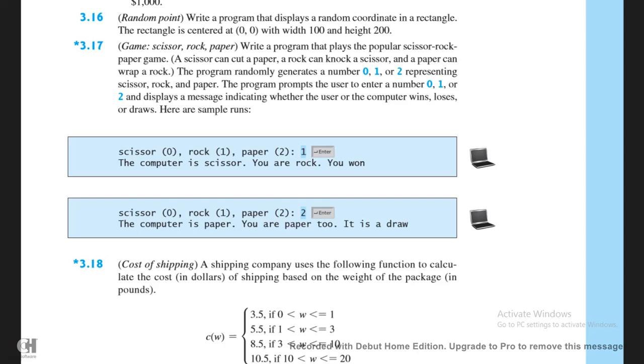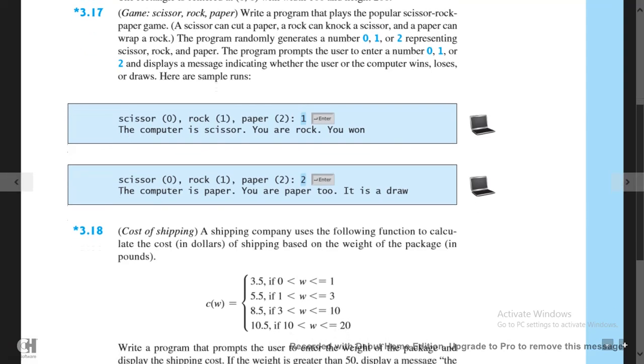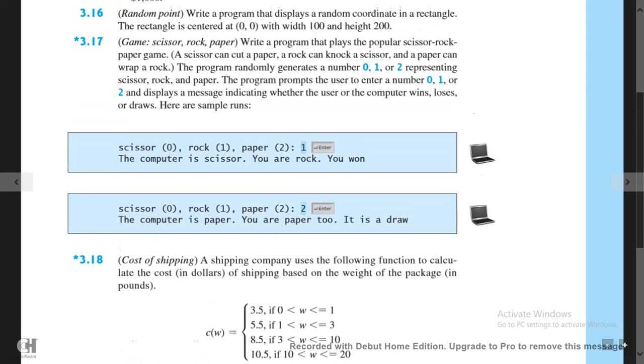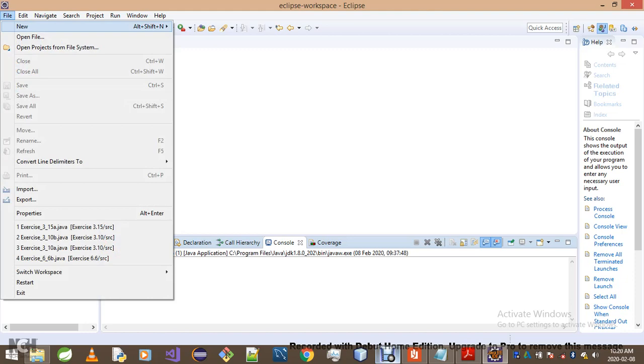So the program randomly generates a number 0, 1, or 2 representing scissor, rock, and paper. The program prompts the user to enter 0, 1, or 2 and displays a message indicating whether the user or the computer wins, loses, or draws. Here is a sample run. As you can all see, it's pretty straightforward. If you ask me, there isn't much challenging about this. However, perhaps as a beginner, you might think of it like that.